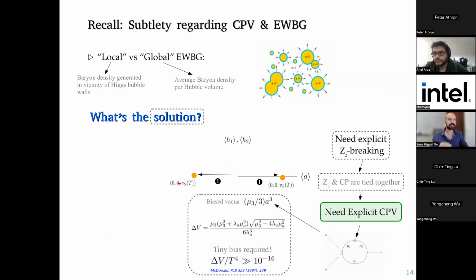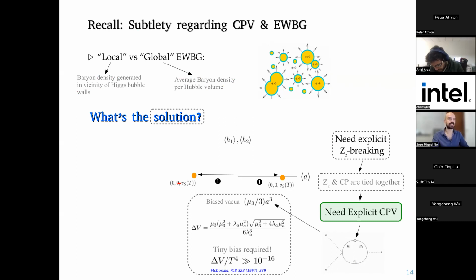Can you repeat the question? Sorry. Yes. In this case, you introduce an explicit Z2 breaking term. These two equivalent Z2-related vacua will generate opposite signs by symmetry, and what's left is what we observe right now. So should we need to have much larger CP violation to generate much larger asymmetry?